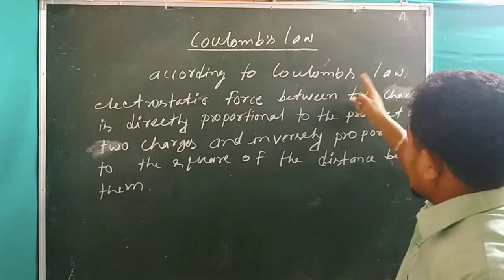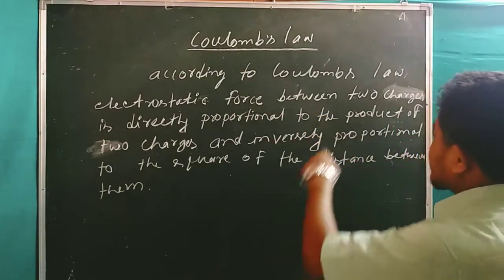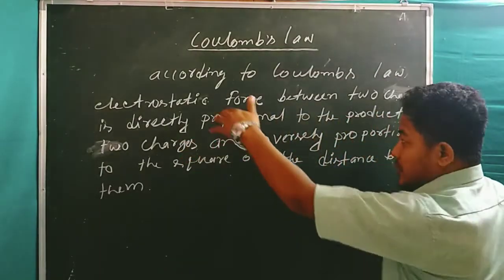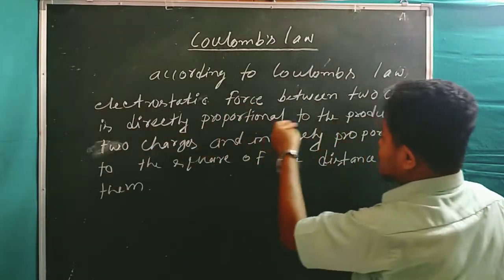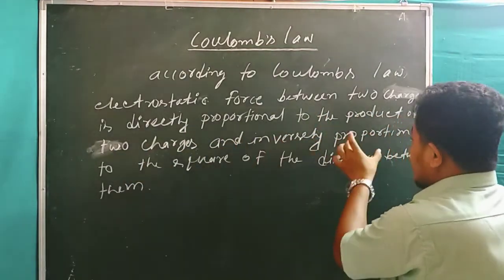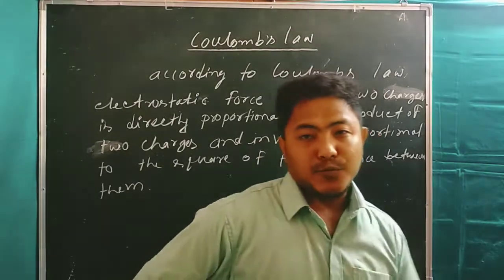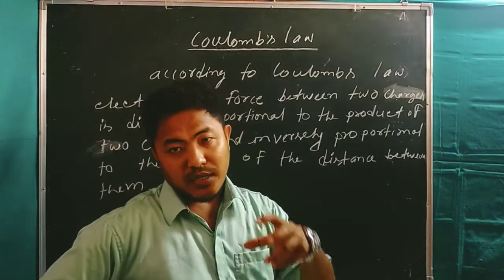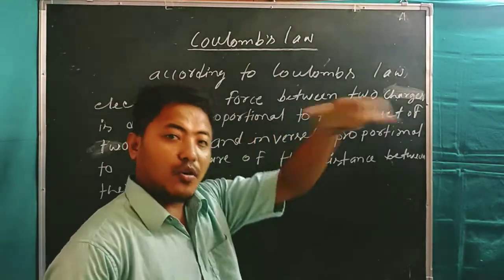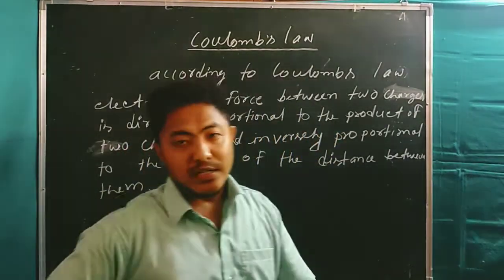According to Coulomb's law, the electrostatic force between two charges, that means we have to have two charges, is directly proportional to the product of the two charges, and inversely proportional to the square of the distance between them. If you consider that they have an attractive or repulsive force between them, then that force will be directly proportional to the product of the charges, and inversely proportional to the square of the distance between the charges.